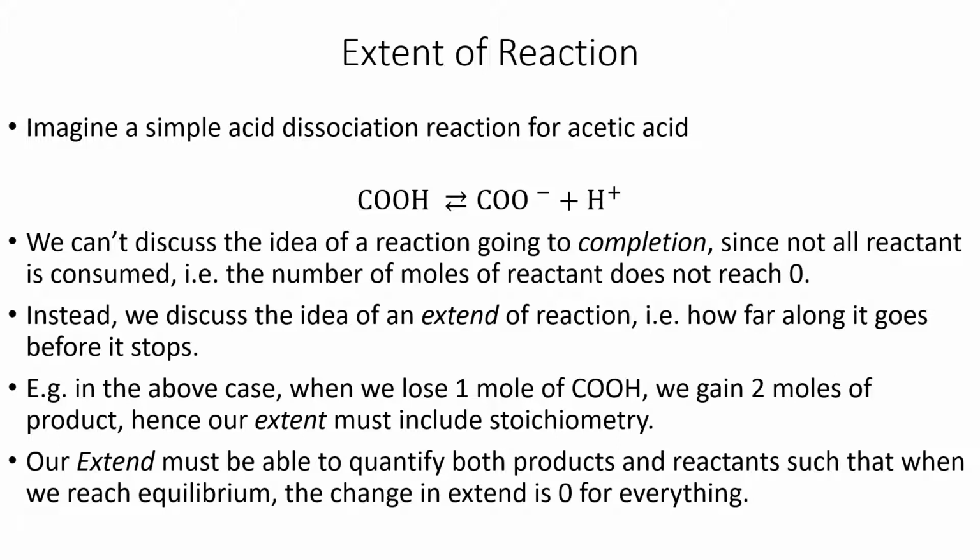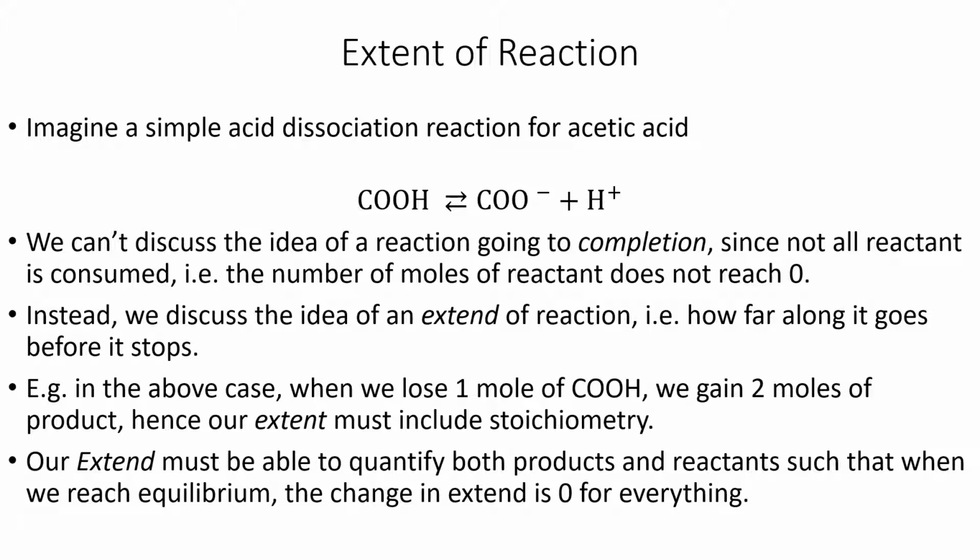Extent of reaction. So now imagine a simple acid dissociation reaction for acetic acid, which we can see here. You have COOH, that's a carboxylic group, and it sets up an equilibrium with the deprotonated acetic acid, denoted COO minus plus H+. We can't discuss the idea of a reaction going to completion in a reaction as the one above, since not all reactants are consumed. For example, the number of moles of reactant does not reach zero when we reach equilibrium.